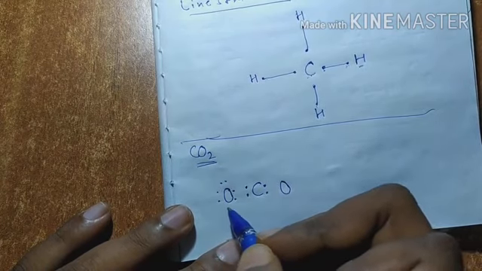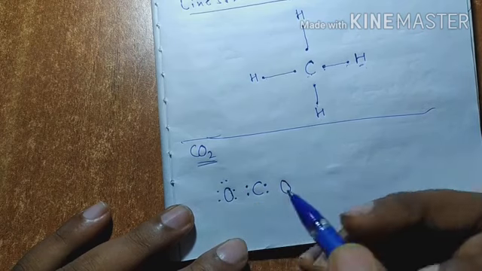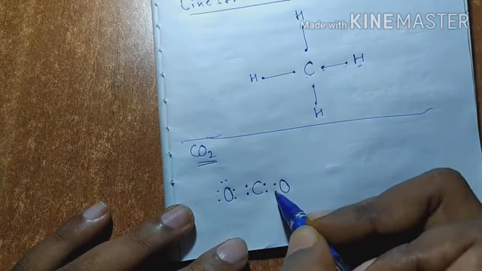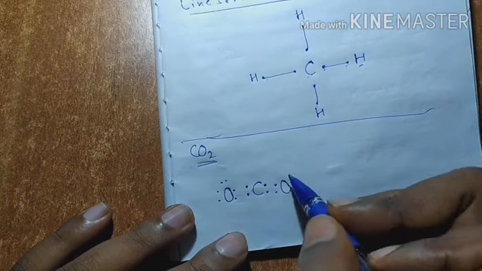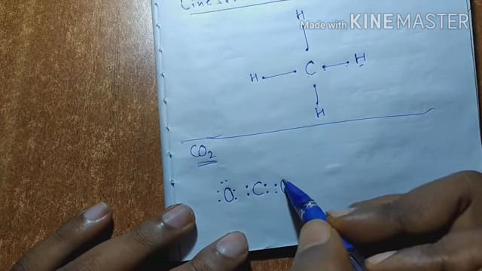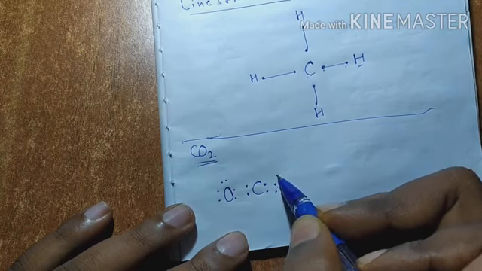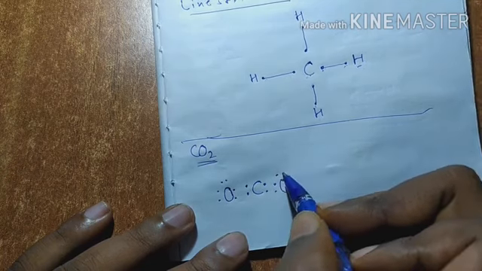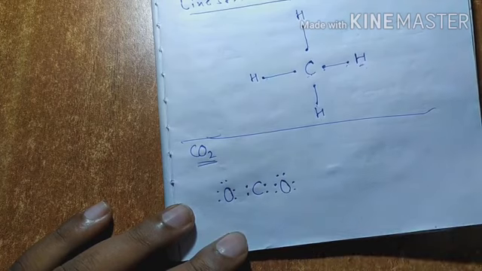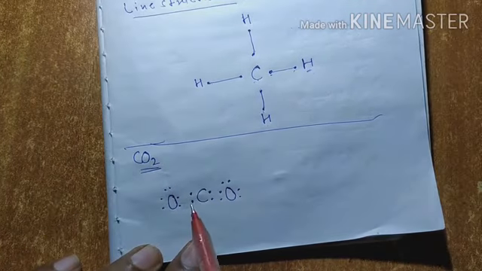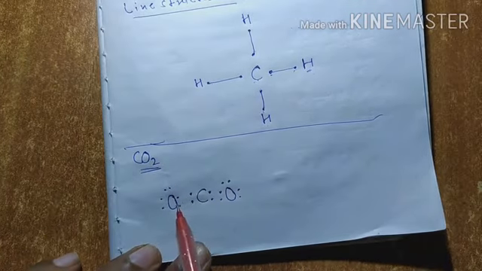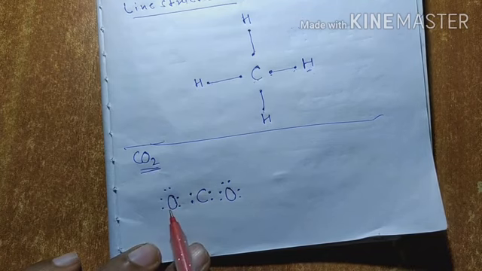You can put 2 electrons here also. This one you can put here. 1, 2, 3, 4, 5, 6. So you can see here, you have to check whether there are 8 electrons present in the outermost orbit or not.